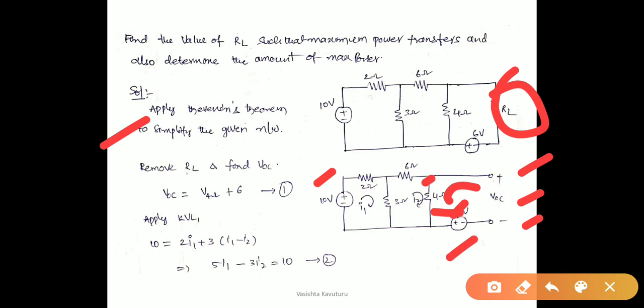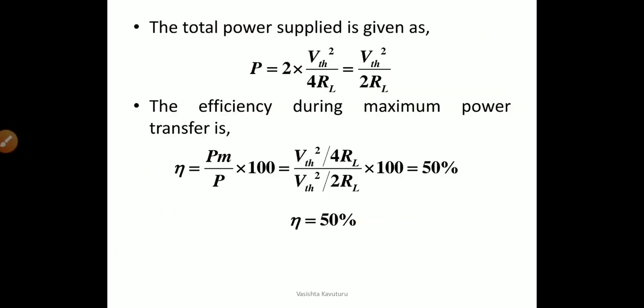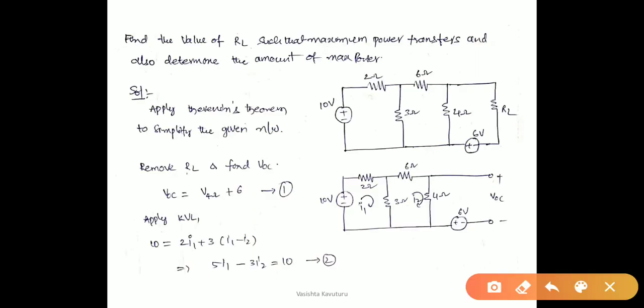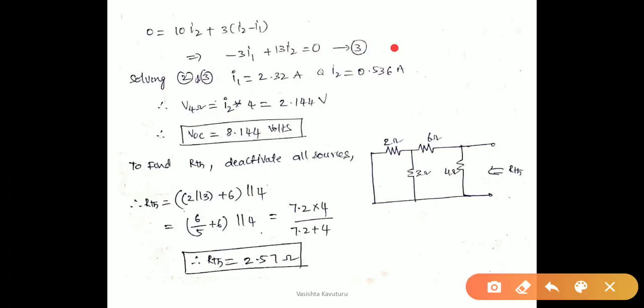Now if you calculate the voltage across 4 ohms, we will get the value of the open circuit voltage VOC. Therefore, apply KVL in the two loops. We are getting two voltage equations in the two meshes. In the first loop, we get 10 equals 2 into I1 plus 3 into (I1 minus I2). Upon simplifying this, we get equation 2. If you apply KVL in the second loop, we get this relation. Upon solving equations 2 and 3, we get the currents I1 and I2.